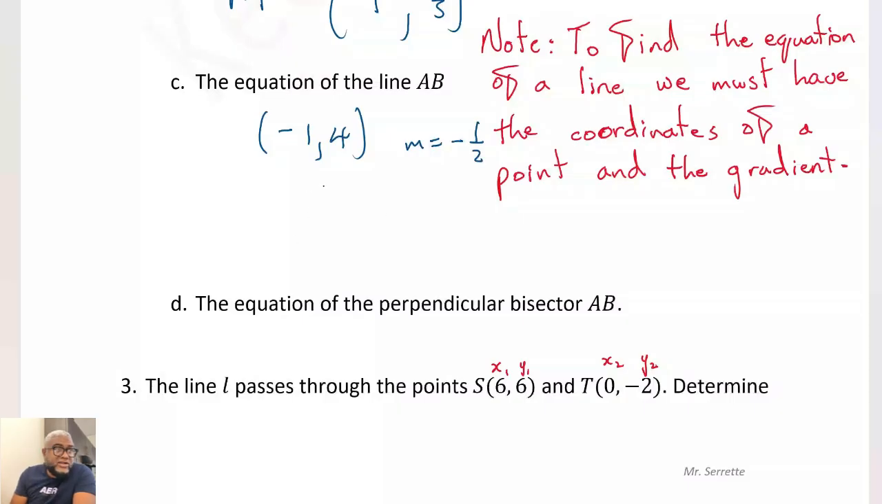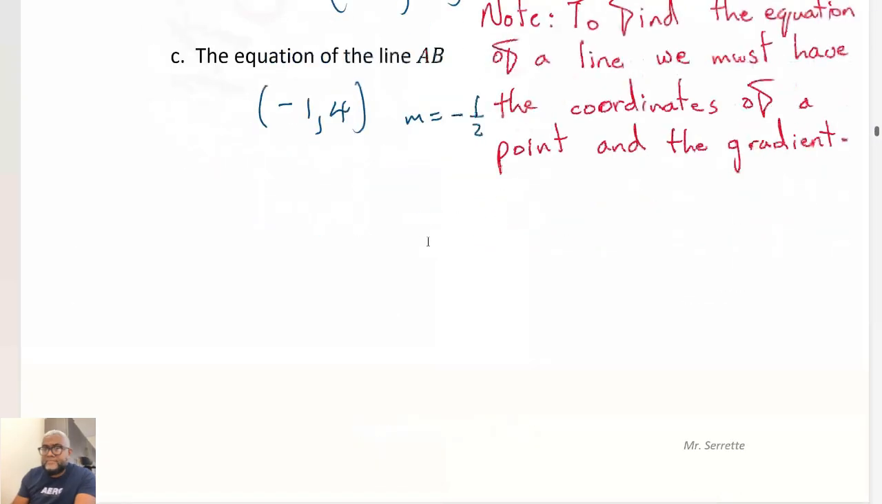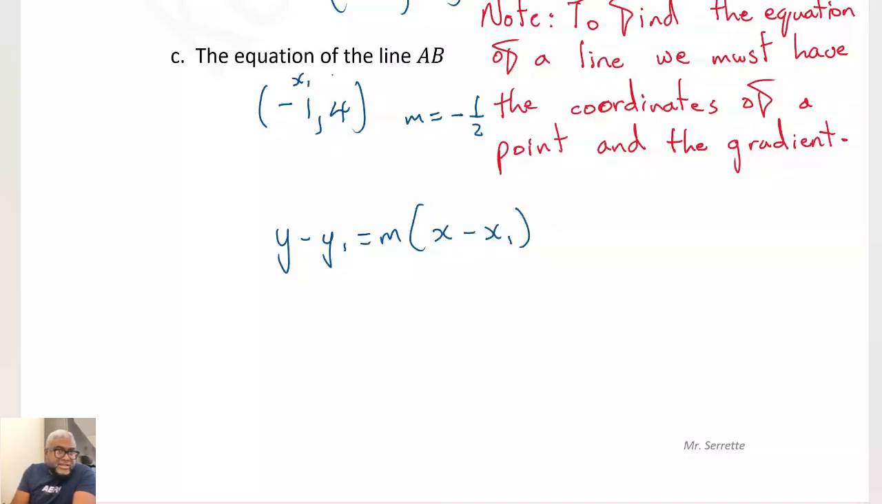So we have the gradient, we have a point on the line. What is the formula to find the equation of a line? y subtract y1 is equal to m bracket x subtract x1. I write my little x1 on top here, and my little y1 here.